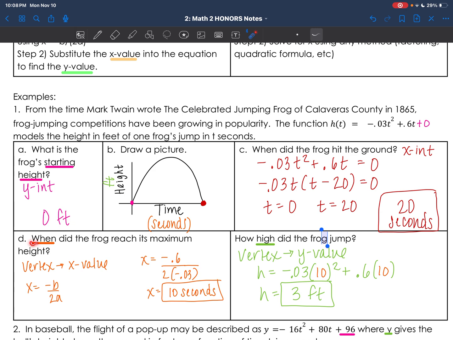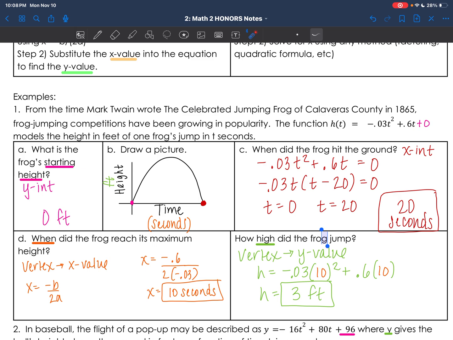All right, now we want to know when did the frog reach its maximum height. Maximum means we're looking at the vertex, and since it said when, we're looking at the x value. We don't know what it is, so you have to find it by doing x equals negative b over 2a, and then plug in your information from your equation. I've got x equals negative 0.6 over 2 times negative 0.03. If you enter all that in, you should have 10 seconds. So to get from here to here, this should be 10 seconds right there.